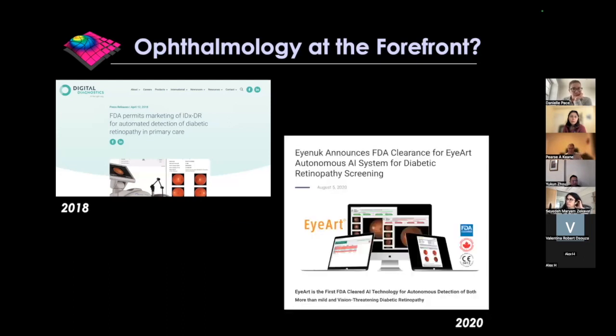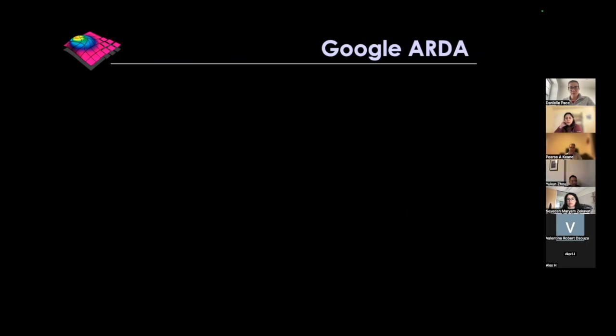And in fact, the second ever entirely autonomous AI system to get FDA clearance was also in diabetic retinopathy. And that was in August 2020 for the company IDx. Now, there are a greatly bigger number of devices that have received regulatory clearance in other specialties like radiology. But nevertheless, I think we're not doing too badly.